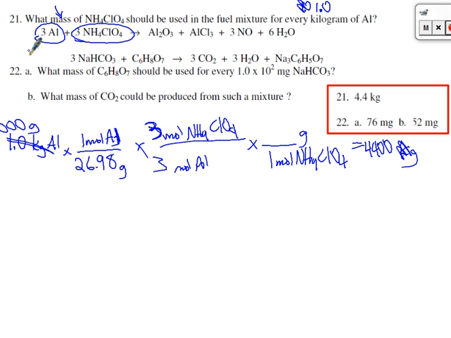22, same idea. It's just a stoichiometry problem. What mass of C6H8O7 should be used for every 100 milligrams? Convert it, don't convert it, leave it if you want to. What mass of CO2? Same idea, it's just a stoichiometry problem. Just be careful that you run through the units correctly as you're going through the problem.